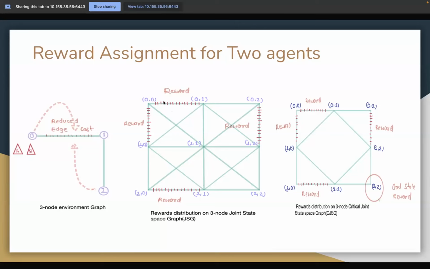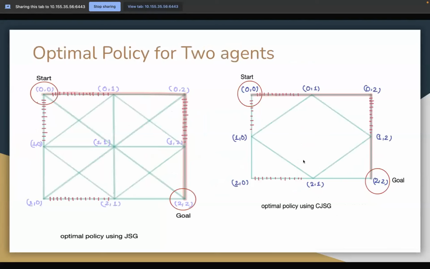And what I did was, similarly to what I did for the single agent, I added the reward for those coordination edges, and I did the same for the CJST. And this is the optimal policy we got. There are two possible optimal policies. One goes from 0, 0 to 1, 1 to 2, 2, and another from 0, 1 to 0, 2 to 1, 2 to 2, 2, right?